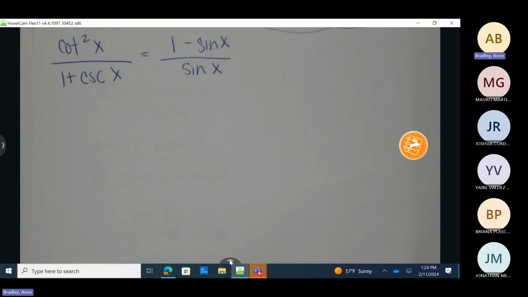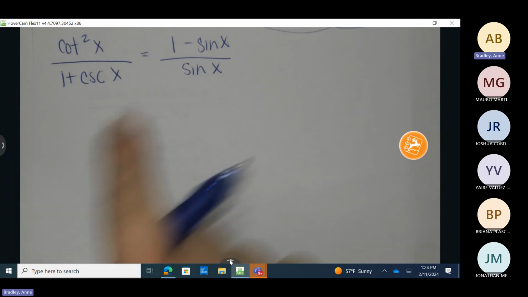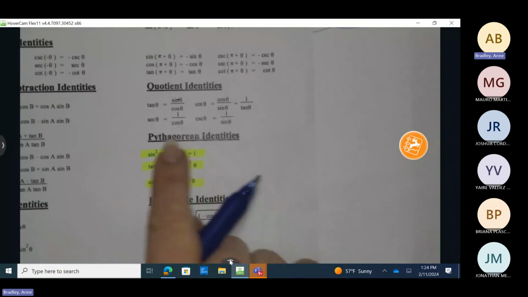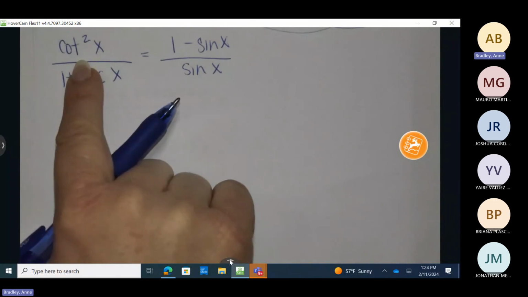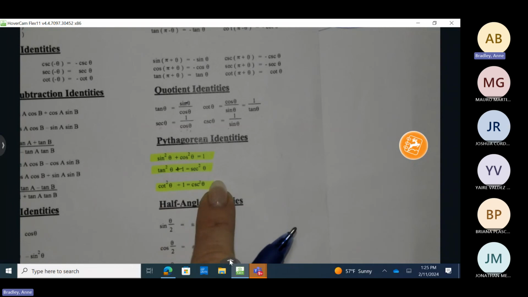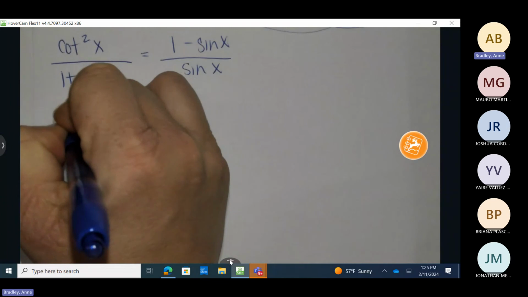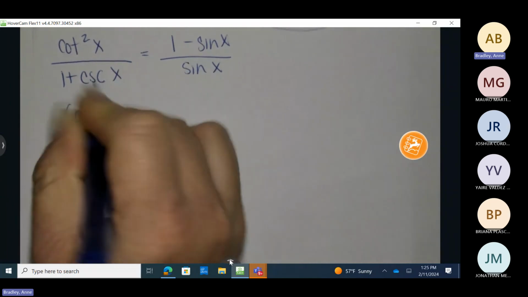When I see this particular problem, I only see one trig function that is squared. And so for that reason, I'm going to come over here and locate cotangent squared. So here's our cotangent squared. If I want to isolate the cotangent squared, I've got to move 1 to the other side. So cotangent squared is equivalent to cosecant squared minus 1. In this position, I'm going to replace this with cosecant squared minus 1.